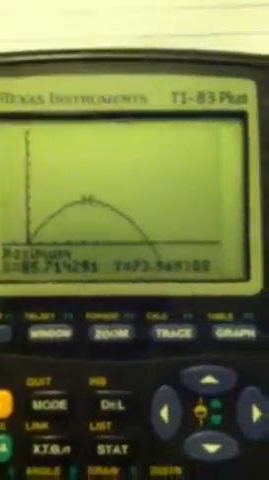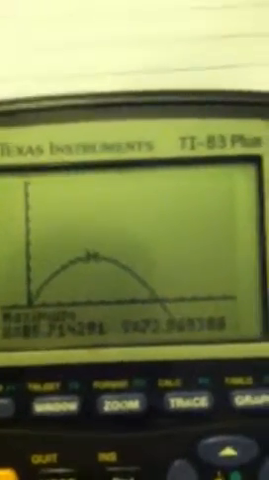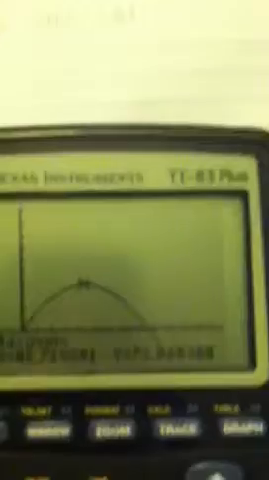So our maximum for this equation is 85.71 for the x-value, and for the y-value it is 71.96. So the answer for the equation was 73.96 feet high.